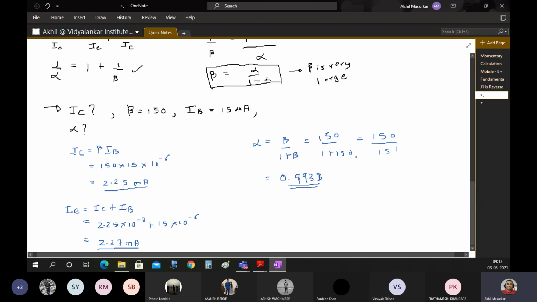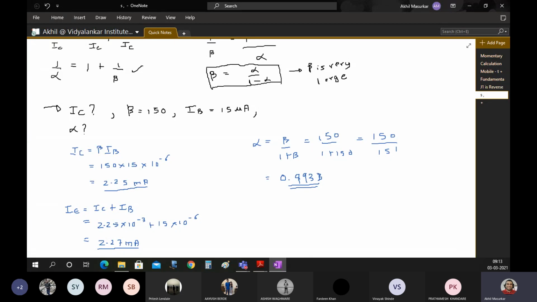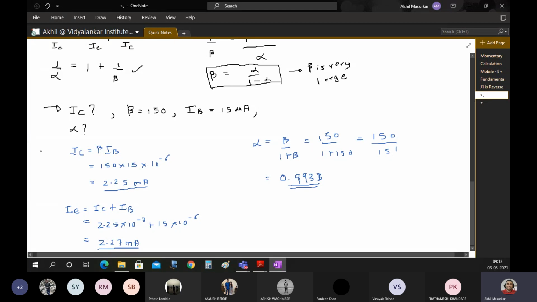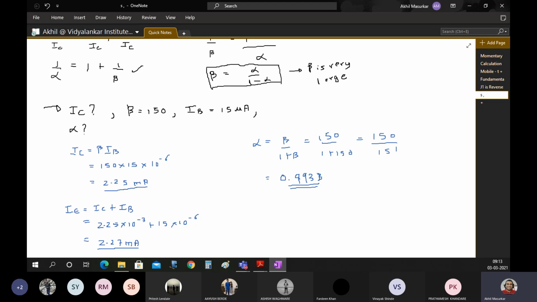So this is the calculation. Now we have to see some more things, that is the common BJT configurations. BJT configurations. So let's see that.